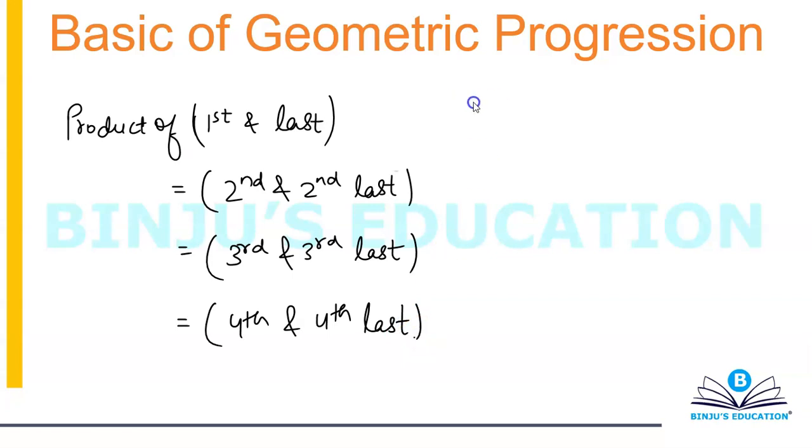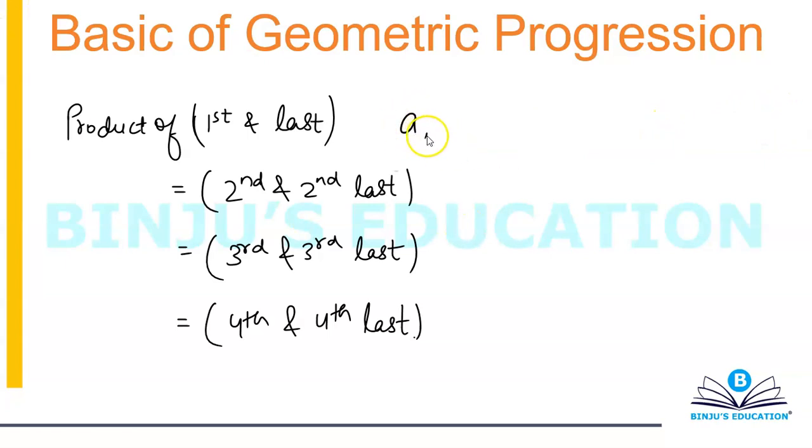So for example, let's suppose you have terms such as A, AR, AR square, AR cube, up to AR to the power n minus 1. Let me write a couple of last terms also.